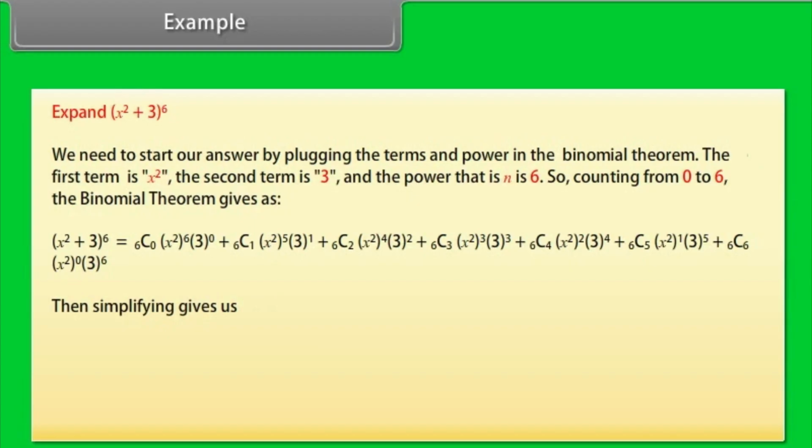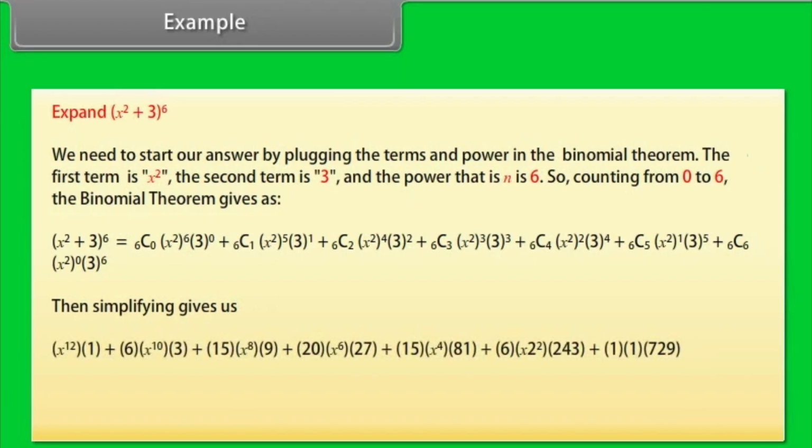After simplification, we get x raised to power 12 plus 18 into x raised to power 10 plus 135 into x raised to power 8 plus 540 into x raised to power 6 plus 1215 into x raised to power 4 plus 1458 into x raised to power 2 plus 729.